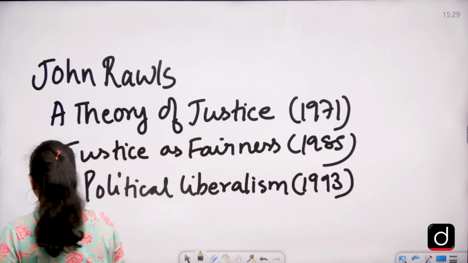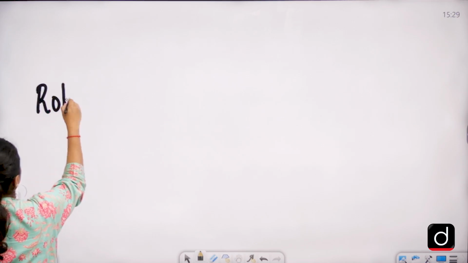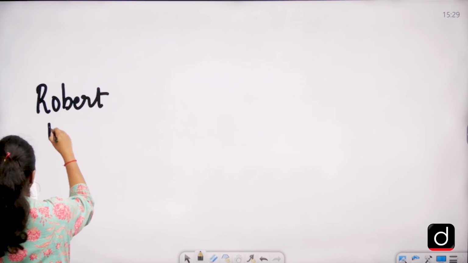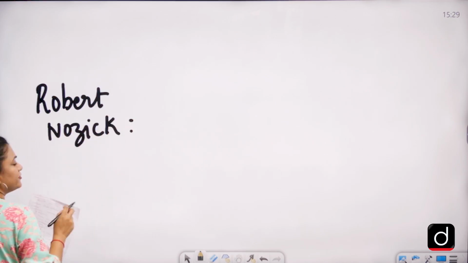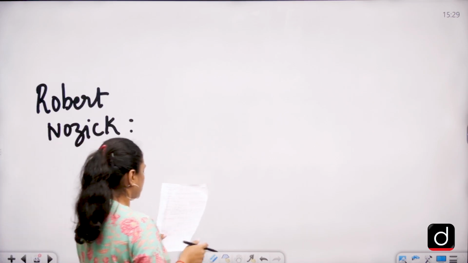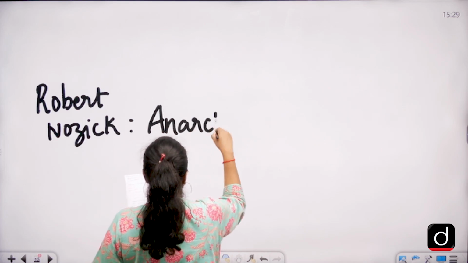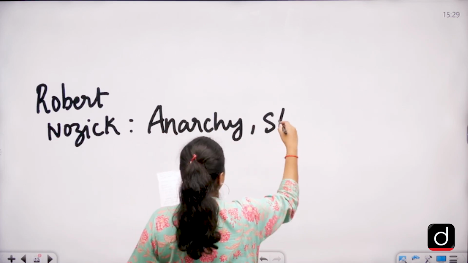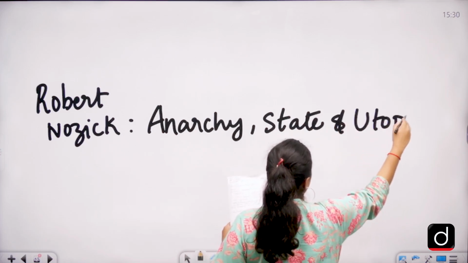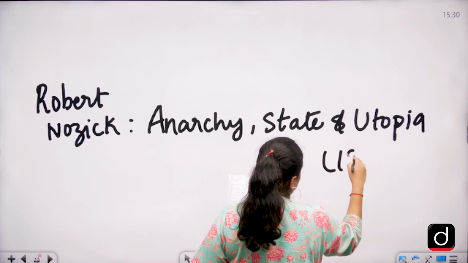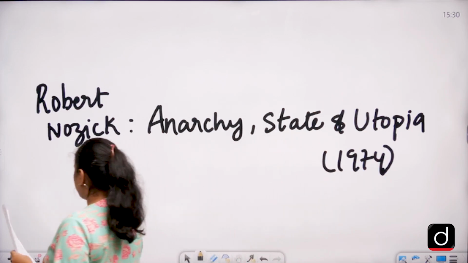Then we have another thinker called Robert Nozick. His famous entitlement theory came as a criticism of John Rawls' distributive justice. His book's name is Anarchy, State and Utopia, published in 1974. The famous entitlement theory.